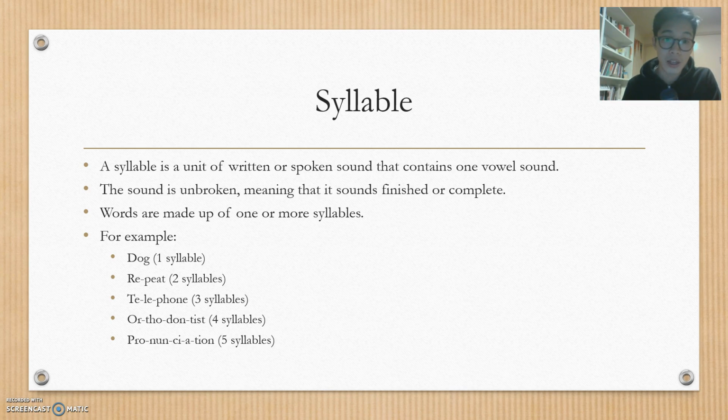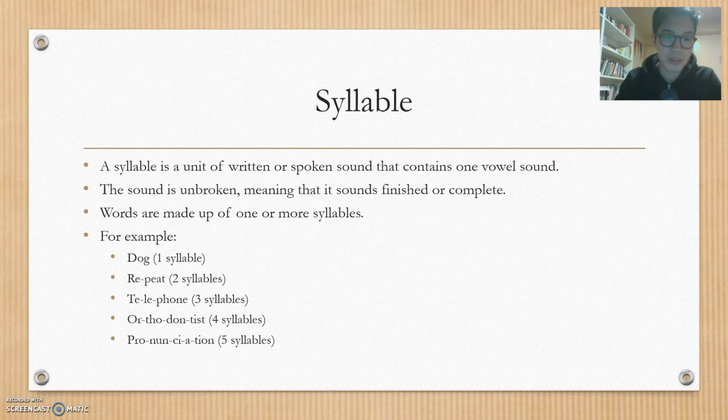So syllables are units of written or spoken sound that usually contain one vowel sound. So usually something doesn't really have a complete sound unless it has a vowel and a combination of consonants. A vowel being A, E, I, O, or U, and consonants being everything else. Now, the thing about a syllable is it's an unbroken sound, meaning that it sounds finished or complete. So it doesn't sound like you're kind of choking or you kind of stopped halfway. It's a complete sound.